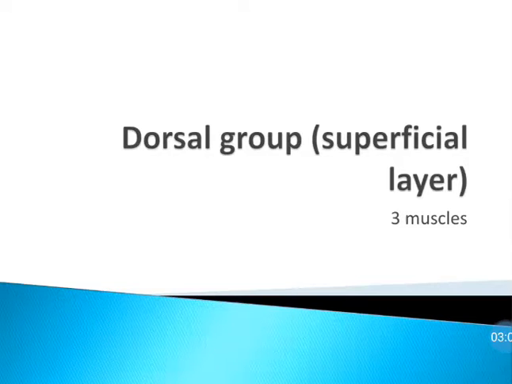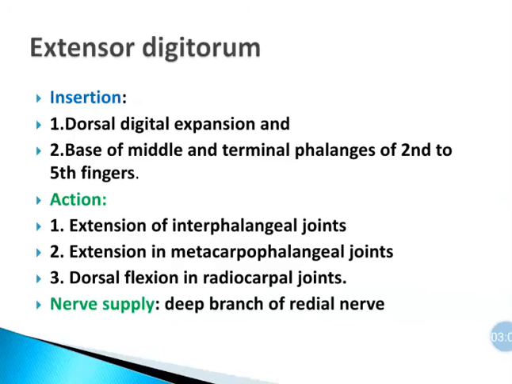Then we go to the dorsal group, that is the superficial layer of the dorsal group. We have 3 muscles in this group. First, the muscle is extensor digitorum. This muscle is inserted into, one, the dorsal digital expansion, which is a hood present over the metacarpophalangeal joint. Secondly, it is inserted into the base of the middle and terminal phalanges of the 2nd to 5th fingers.